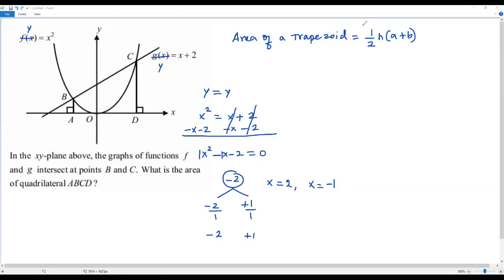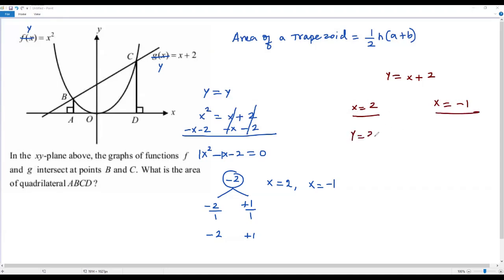Okay, now to get the corresponding values of y, what we can do is plug in these two values of x either into the first equation, y equals x squared, or y equals x plus 2. Okay, now let me take the second equation over here, that is y equals x plus 2. Now I'm going to plug in x equals 2 and also x equals negative 1 in this equation to get the corresponding values of y.